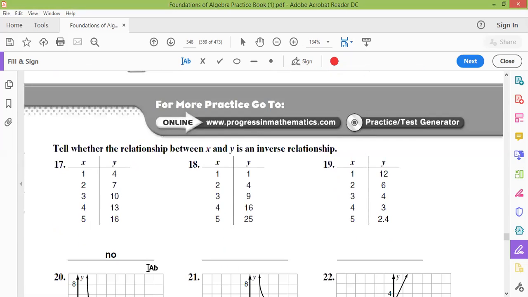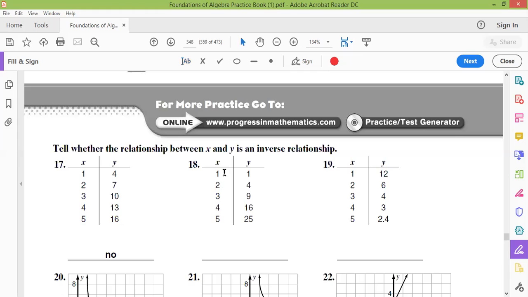Okay. Just check the relationship. Is it inverse or not? Inverse, I tell you again, inverse means when one value, X, increases, Y should decrease. So, look at question number 17. X is 1 and Y is 4. X is 2. X increases. And what happens with the Y? Increase. Now X becomes 3. And what happens with the Y? Increase. So when you are increasing X in question number 17, the value of Y is also increasing. So is it inverse variation or no? No. So it's written there, no.